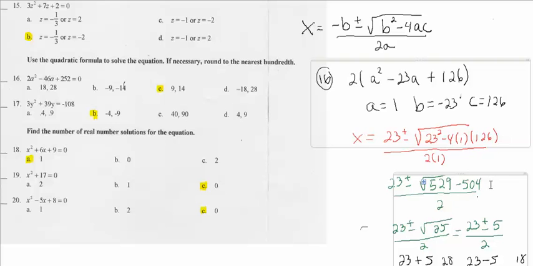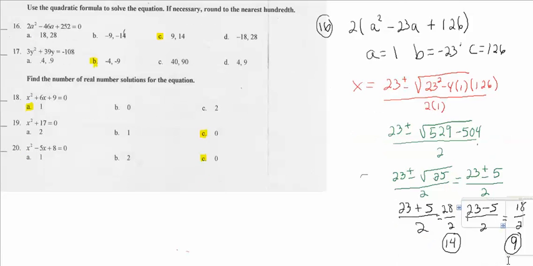So now I've got 23, and I've got plus or minus the square root of 529 minus 504. That ended up being the square root of 25. So I have 23 plus or minus the square root of 25, which is 5, and all over 2. So then I went down, and I said 23 plus 5 is 28 over 2 for 14, and 23 minus 5 is 18 over 2, so for 9. So that's how I got that answer.